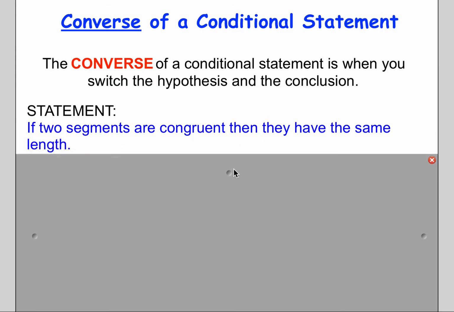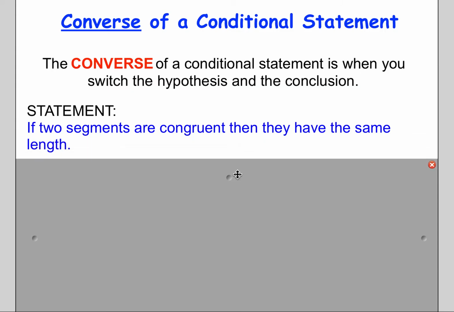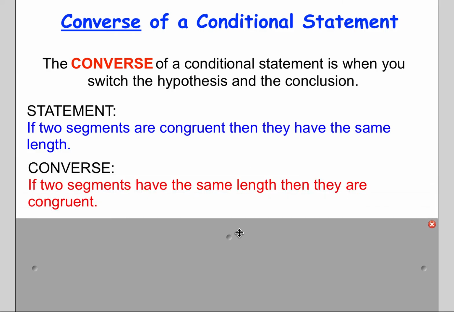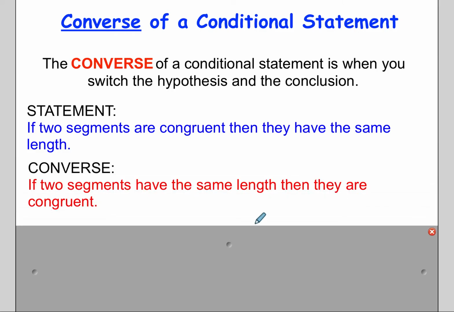If I have the statement, if two segments are congruent, then they have the same length. Okay? If two segments are congruent, that part is the hypothesis. That's the if part of the statement. And so, of course, the conclusion is then they have the same length. That would be the conclusion. If I flip-flop those, that would give me the converse of this statement here. So if I flip-flop them, it says, if two segments have the same length, then they are congruent. And that is also a true statement, right?